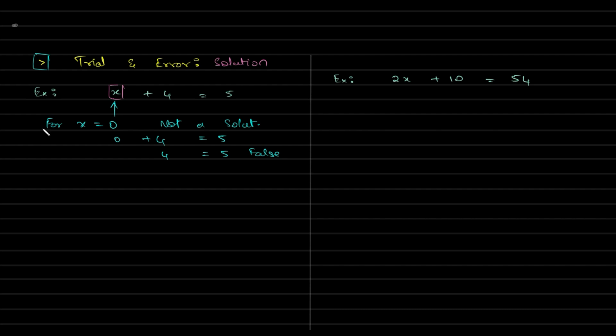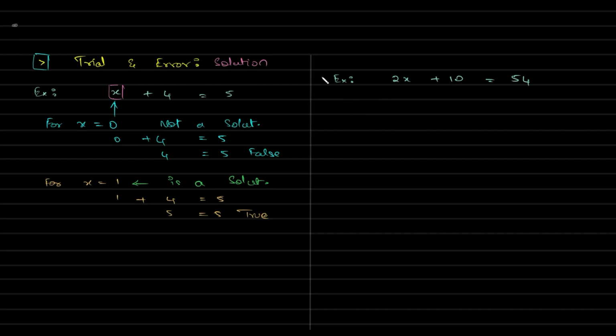So then I can go with x is equal to 1. So 1 plus 4 is equal to 5. 5 is equal to 5. It's a true statement and thus this is a solution. So we found the solution. Quite simple, right? So the trial and error method works. Well, it works obviously, but it won't work easily. It will be difficult. Let me show that.